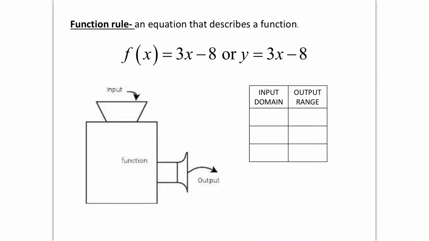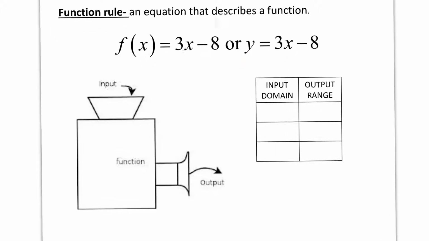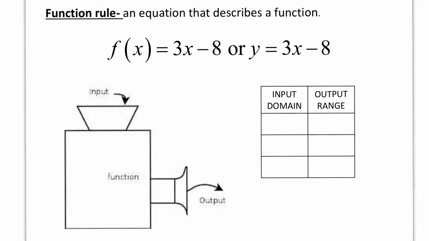Now, how does an actual function work? Well, here you can see that I do have a function rule, the one I showed you, the equation that describes the function. You see the definition up here, f of x equals 3x minus 8, or you can say y equals 3x minus 8. So a function works like a machine. Just like the picture here, this machine is the function, and you are going to input, you're going to put in a number, and the machine is going to work, it's going to do its thing, and it's going to give you an output.